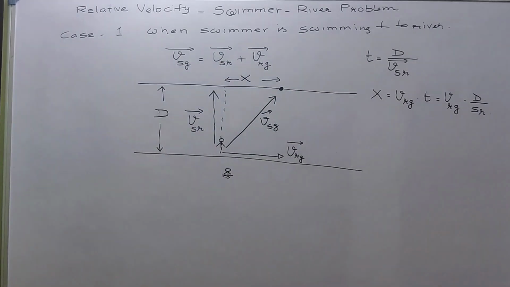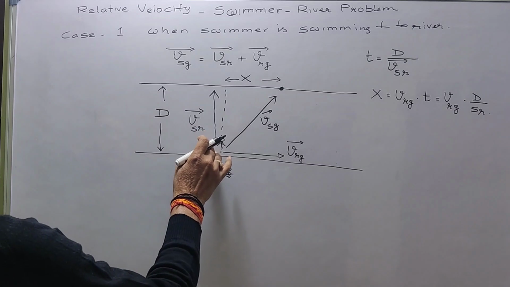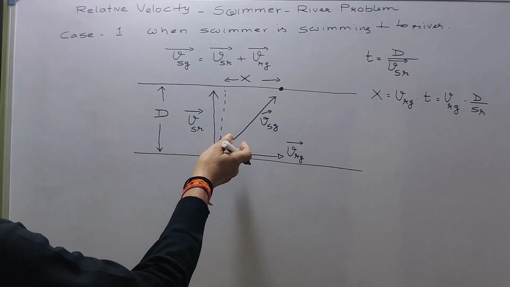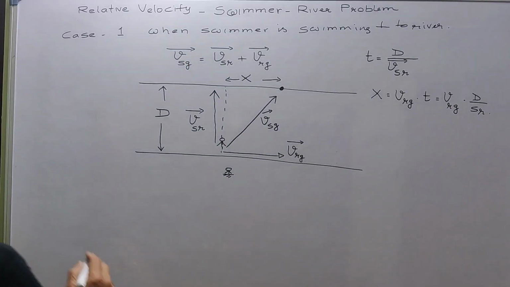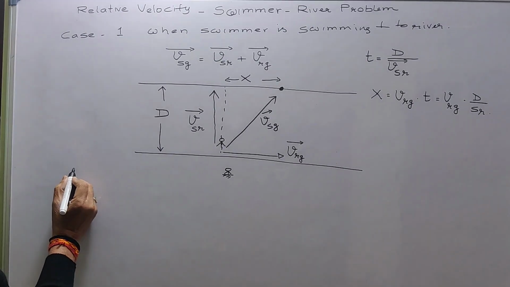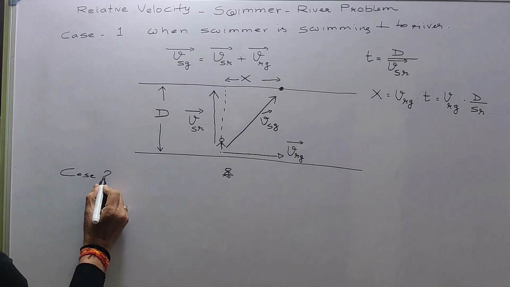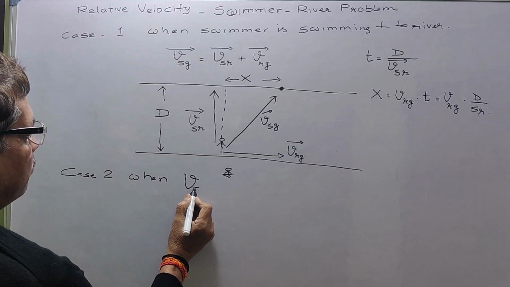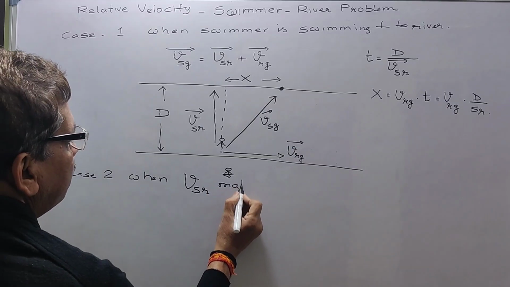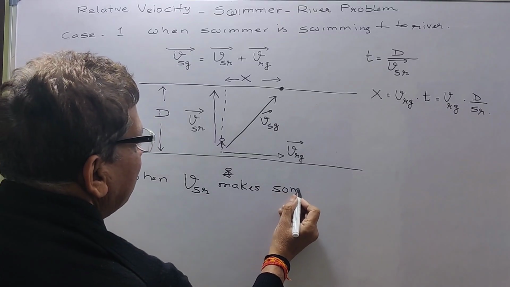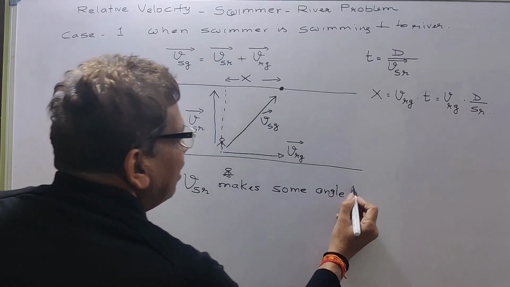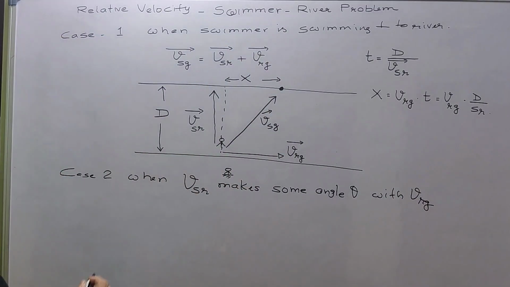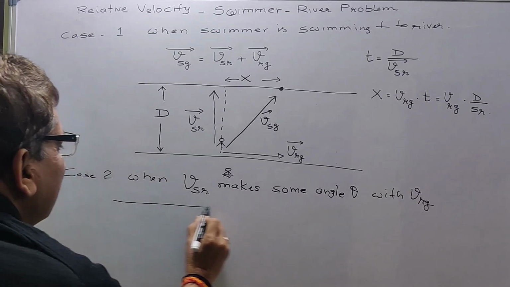Now another type of case, where swimmer is swimming making certain angle with normal to the flow of river, or you can say the river flow. So case 2 we will discuss. Case 2, when swimmer makes some angle theta with VRG.